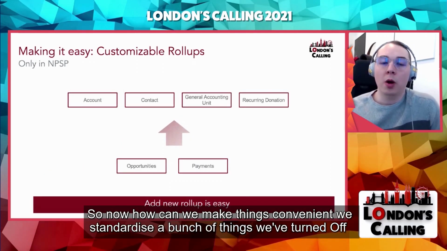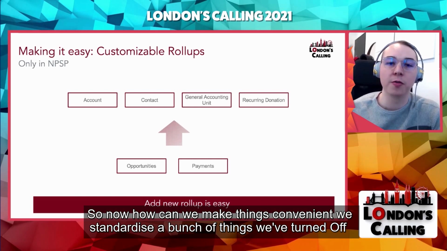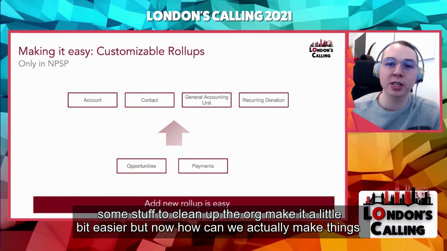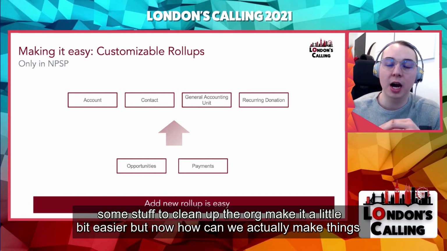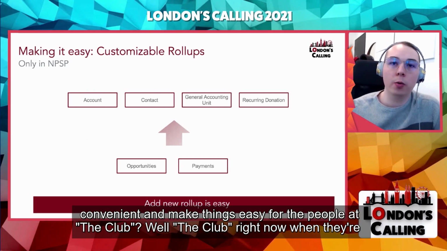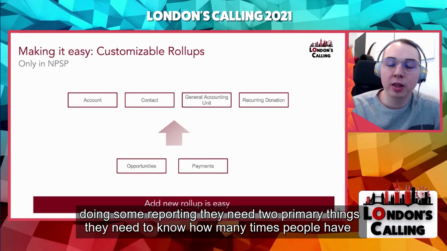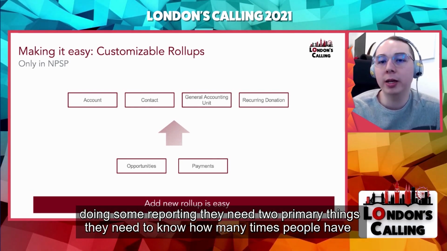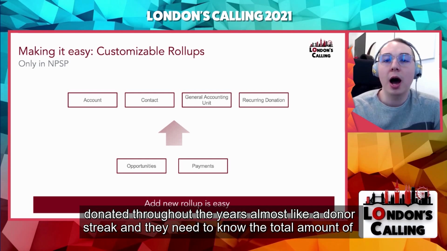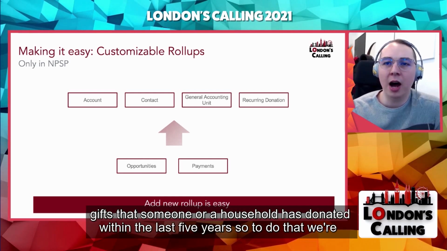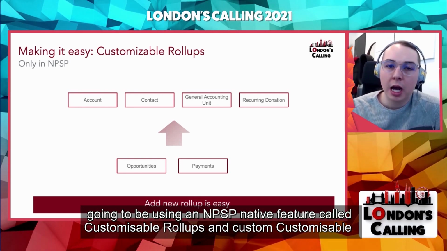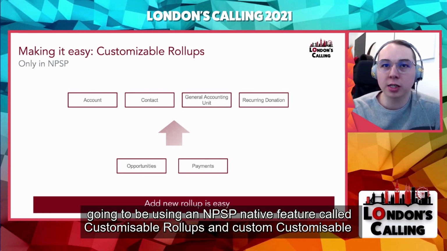So now, how can we make things convenient? We've standardized a bunch of things and turned off some stuff to clean up the org and make it a little bit easier. But now how can we actually make things easy for the people at the club? Right now, when they're doing reporting, they need two primary things. They need to know how many times people have donated throughout the years, almost like a donor streak. And they need to know the total amount of gifts that someone or a household has donated within the last 5 years. To do that, we're going to be using an NPSP native feature called Customizable Rollups.